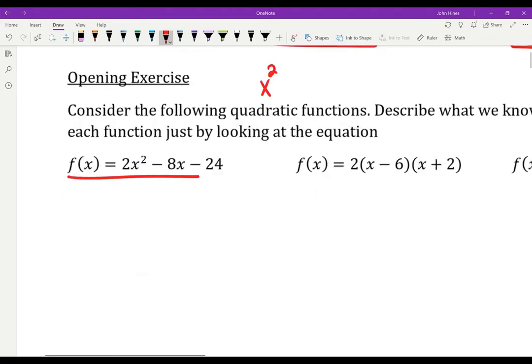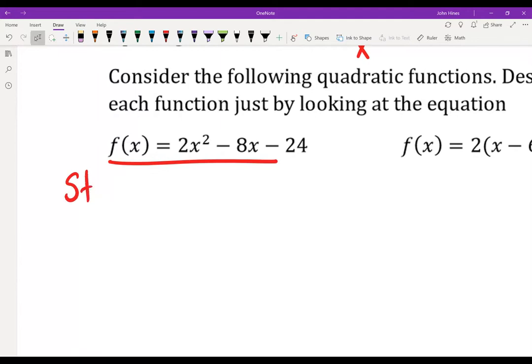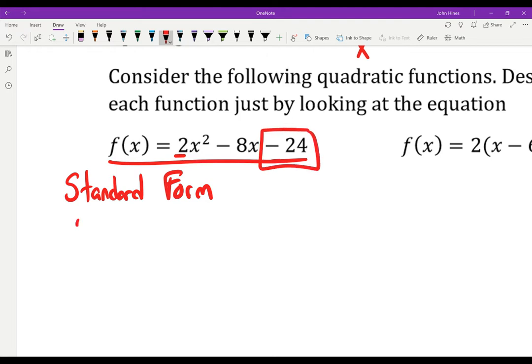So this first function here is written in standard form. Why is it written in standard form? Well, the exponents are decreasing. I go from the highest power to the lowest power. I have 2x squared minus 8x minus 24. It's a trinomial. That's standard form. It doesn't give us a lot. It gives us the leading coefficient, fine, but what it does give us is the y-intercept. The y-intercept is negative 24, is all it really gives us.